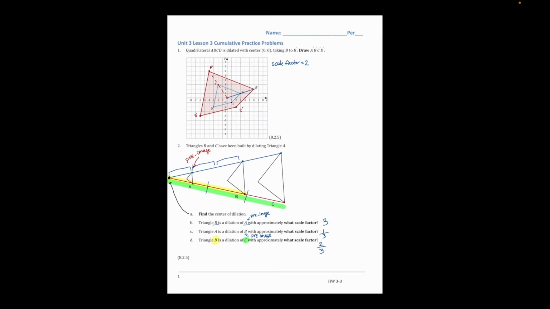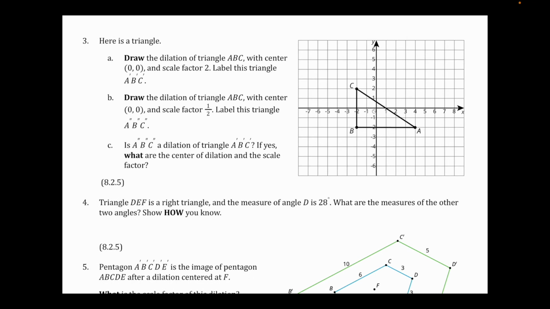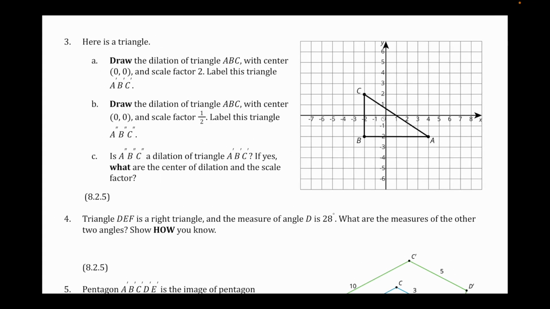Now let's move on to the back. So question 3. We're going to do a couple of things here. It's giving us a couple sets of instructions, but it won't be too bad. It's just practicing more with dilations. I'm going to try to use red here just so that it stands out a little bit more from a bunch of the black lines that are on this with the triangle.